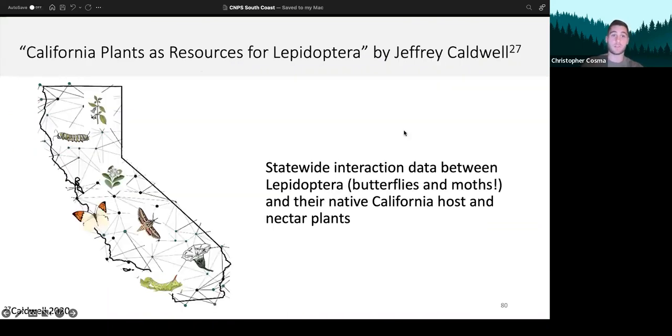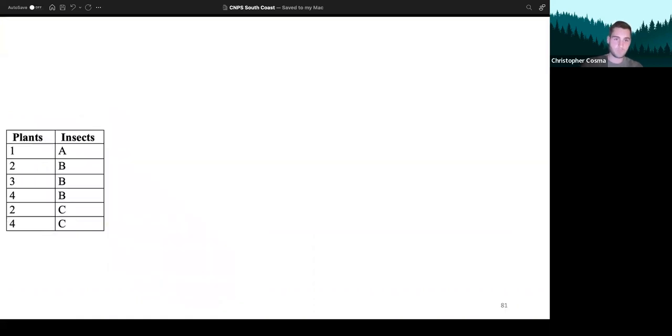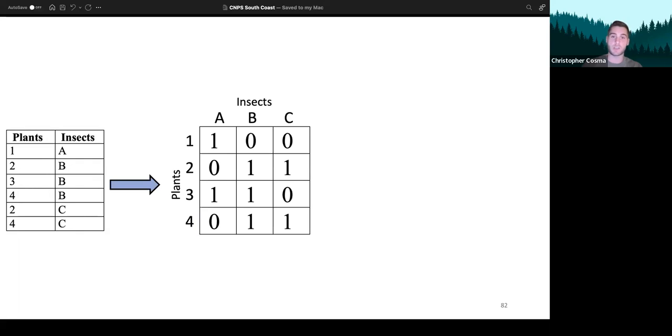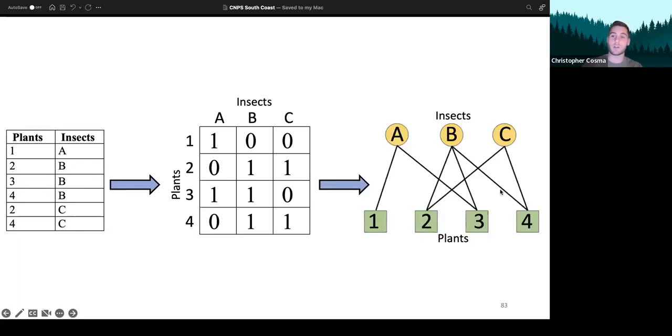Let's explore this app. The data that I used to build this app comes from a naturalist guide called California Plants as Resources for Lepidoptera. This was compiled by Jeffrey Caldwell, a restorationist who lived in the Bay Area. He's currently retired, I think living somewhere in the Midwest now, but he spent a large portion of his career compiling this data set that includes interactions between butterflies and moths and their native California host and nectar plants across the entire state. What I've done is digitize this data and convert it into the interaction matrices that we can use to model and analyze these sorts of ecological interaction networks.